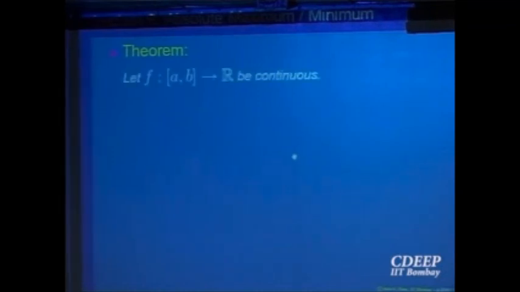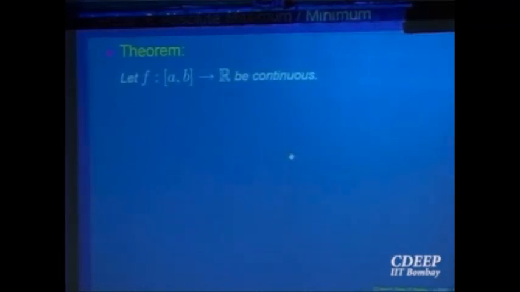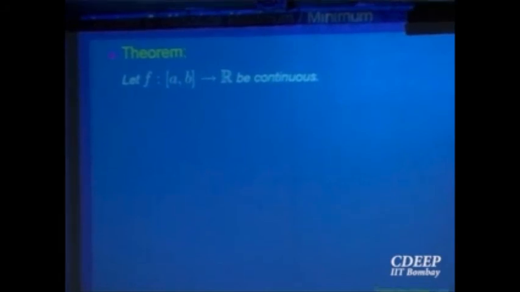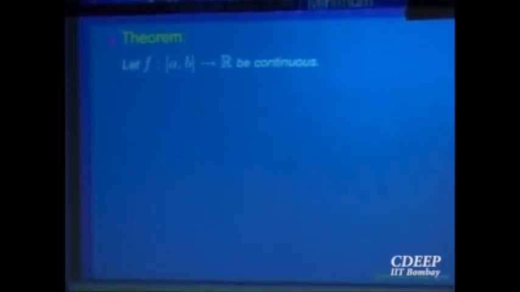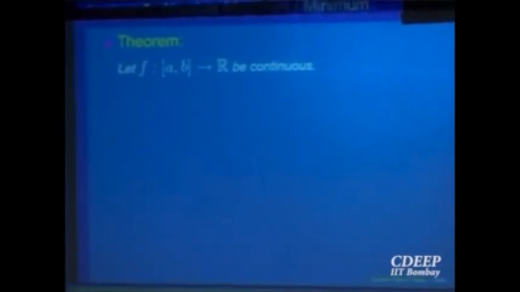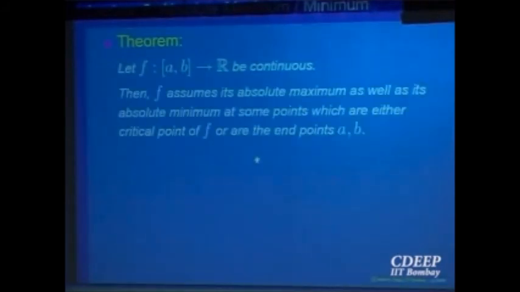So as I said, to find absolute maximum and absolute minimum for a function, the points where this will happen are either the endpoints, or the interior points where the derivative does not exist, or the points where the derivative exists and is equal to 0. Locate all such points, find the values of the function at these points and compare. So the theorem says that if f is continuous, then it assumes an absolute maximum and minimum at some points, and those points are possibly the critical points or the endpoints of that interval.